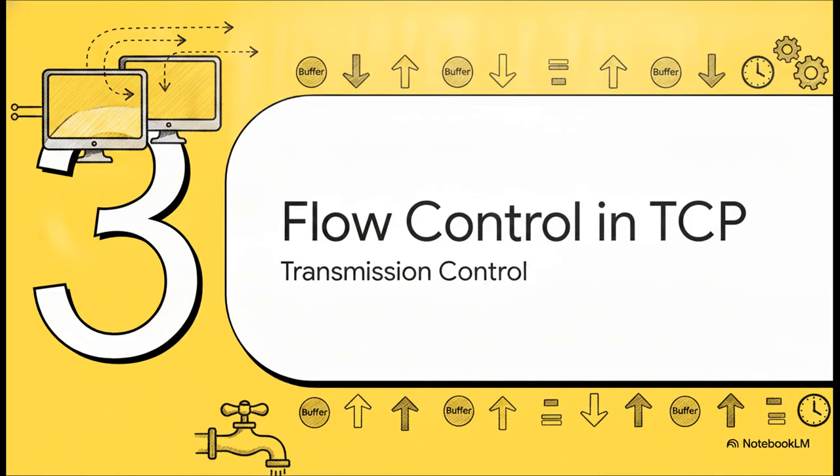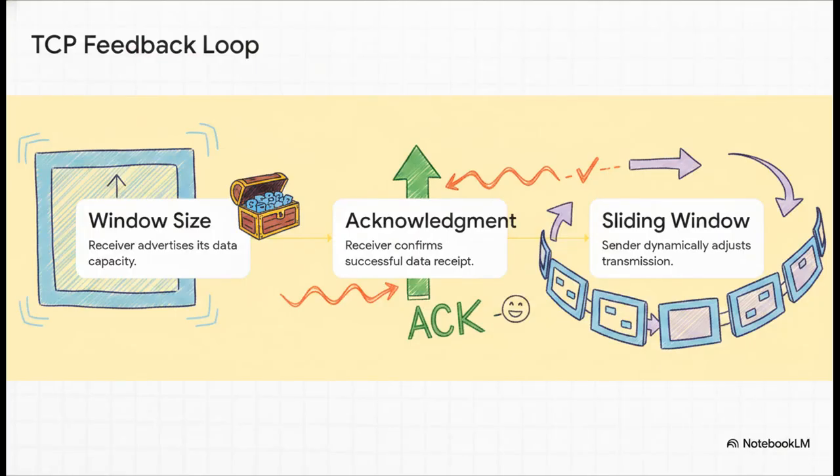All right, let's jump into Section 3, Flow Control in TCP, or Transmission Control Protocol. Let's see this in action. TCP uses a beautifully dynamic, continuous conversation between a server and a client to maintain optimal flow. In Step 1, the receiver actively advertises its window size, dictating the exact byte count it can currently accept. In Step 2, once that data arrives safely, the receiver fires back an acknowledgment, or ACK. But Step 3 is where the brilliant sliding window algorithm really takes over.